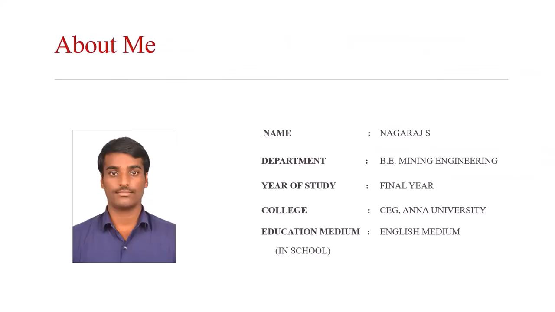And I am one of the students under the coaching which is going on now. I am Nagaraj. I am pursuing my undergraduate degree in BE Mining Engineering in our prestigious College of Engineering, Guindy, Anna University. And I have completed my schooling in Gummidipoondi. It is just 50 kilometers away from Chennai. And my medium of instruction was English only.